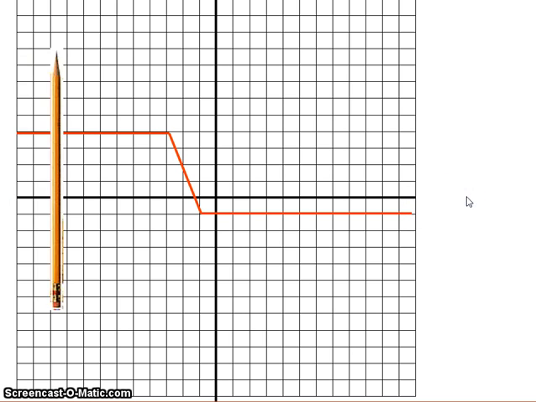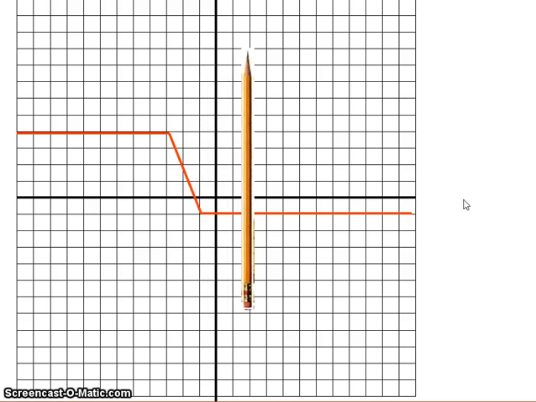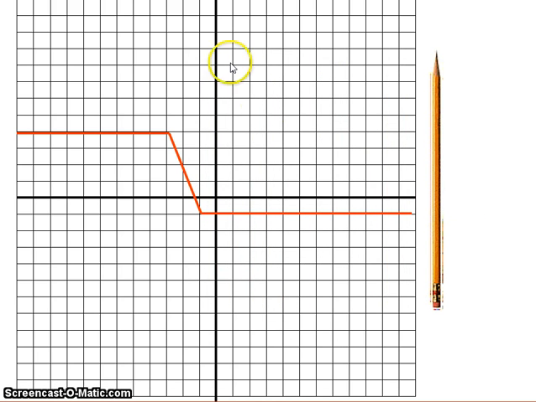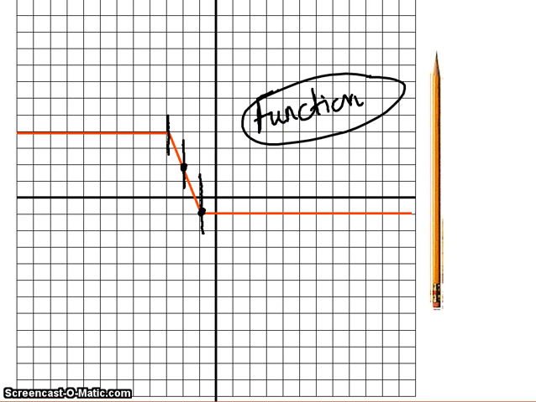Let's look at this one. Drag your pencil across. Does it touch more than one place at a time? And the answer is no. And you can just zoom in a little more specifically here because this is the questionable spot. One spot, 1 point, 1 point. So therefore this is a function because it only ever touches one place at a time.